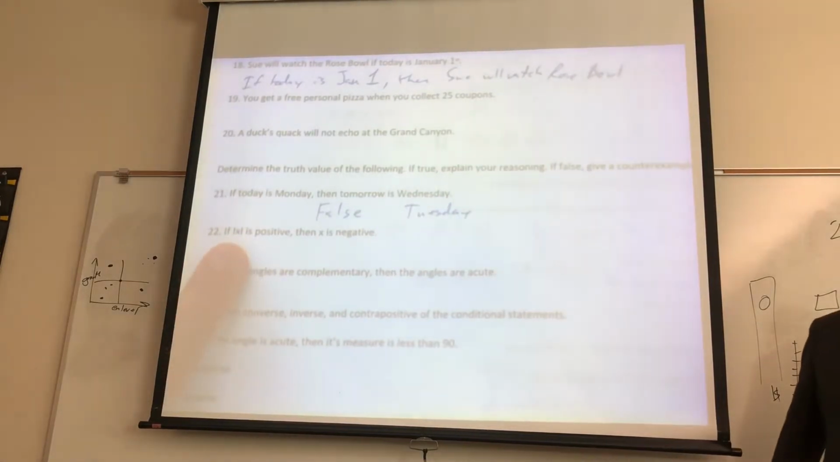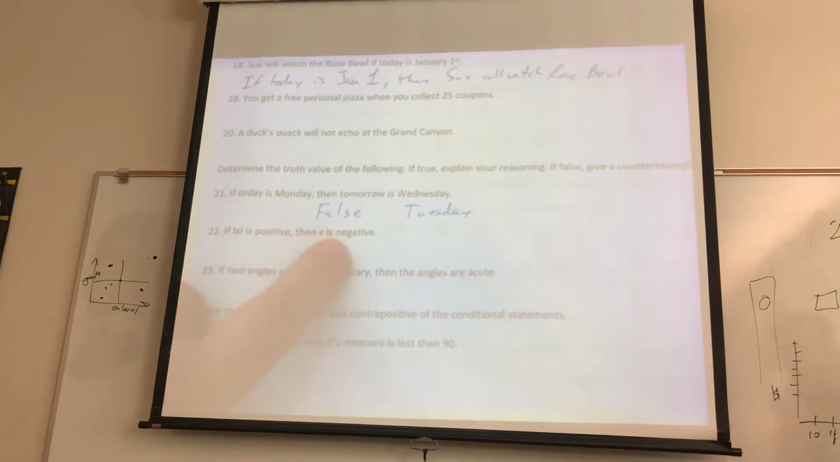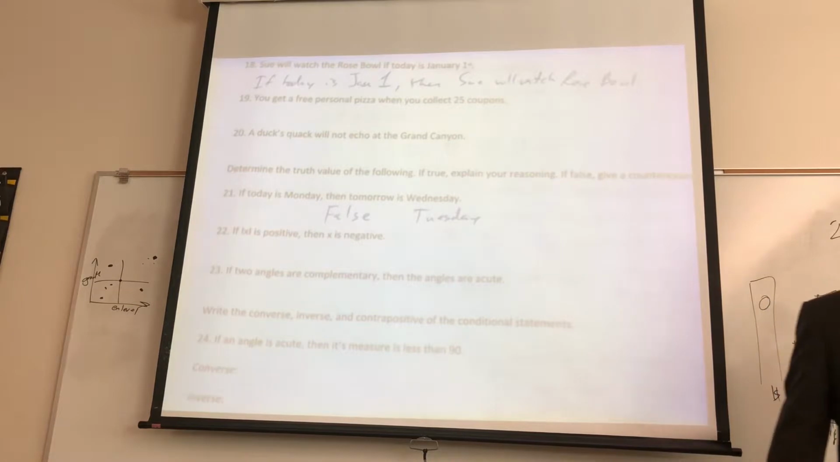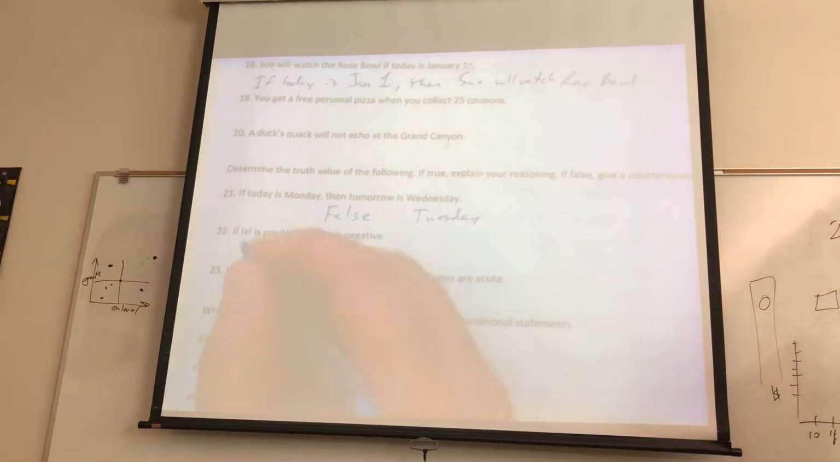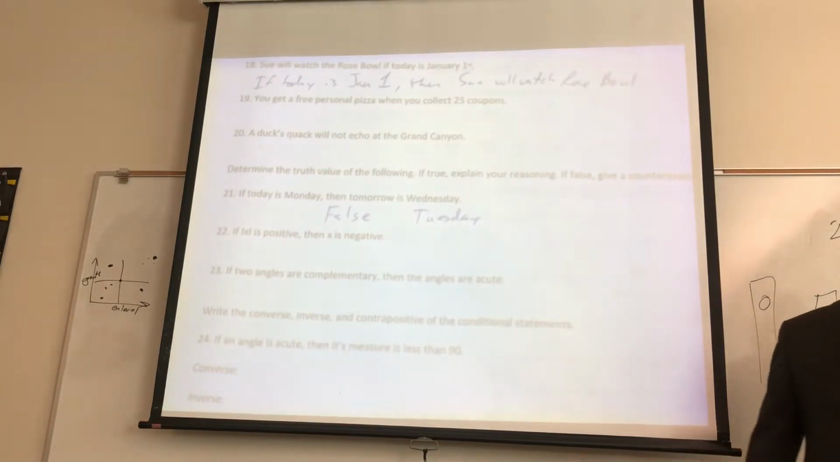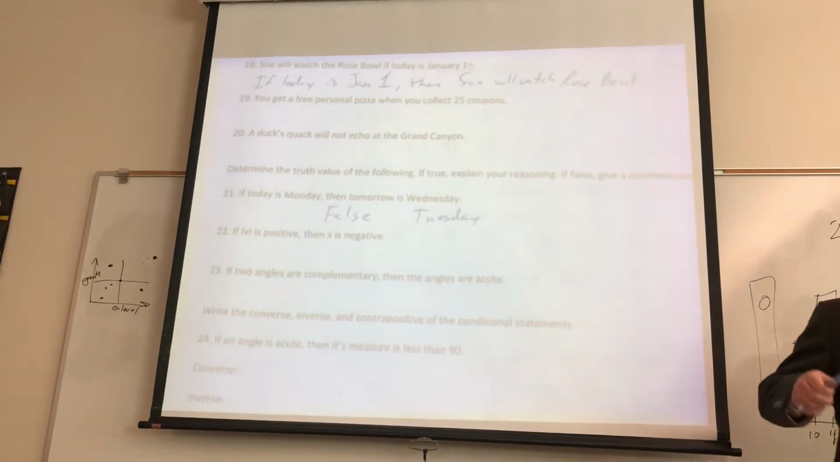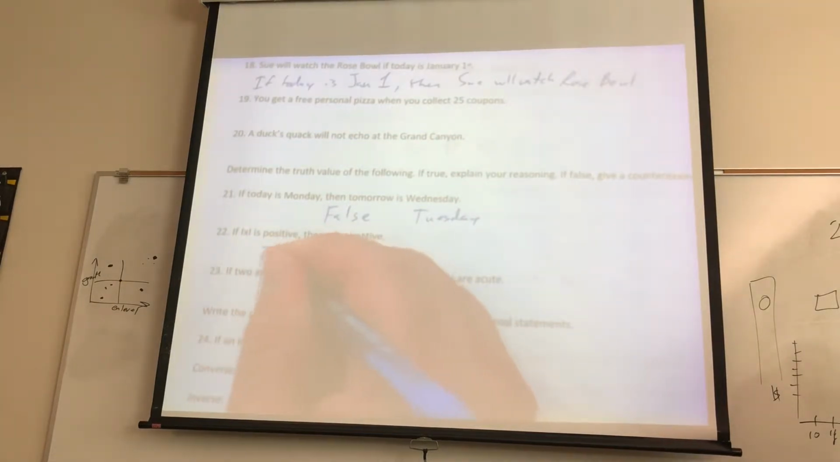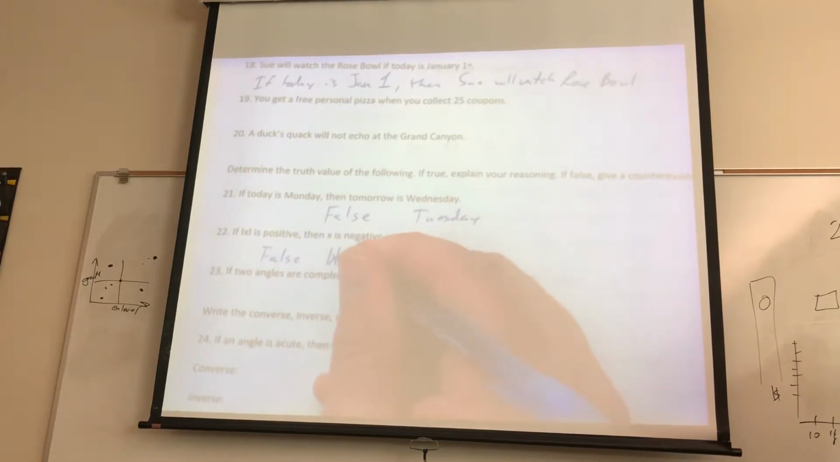If the absolute value of x is positive, then x is negative. This one's a tough one. We haven't looked at this before, but when you do see this one, the absolute value is the distance from 0. So if we put in the absolute value of -8, we get positive 8. But the absolute value of a positive 8 is also 8. So this is false. The absolute value is almost always positive.